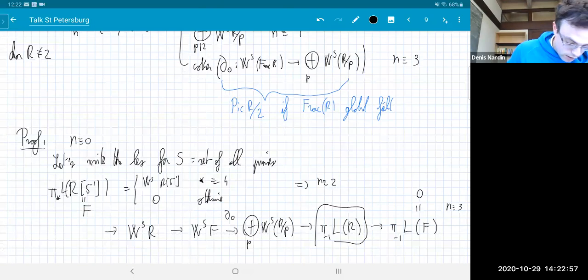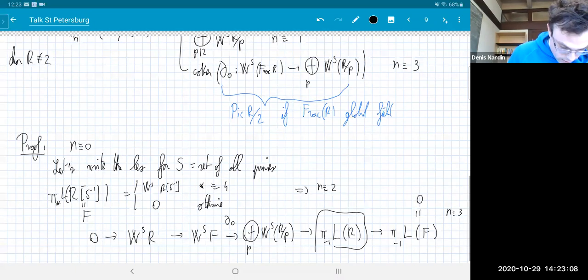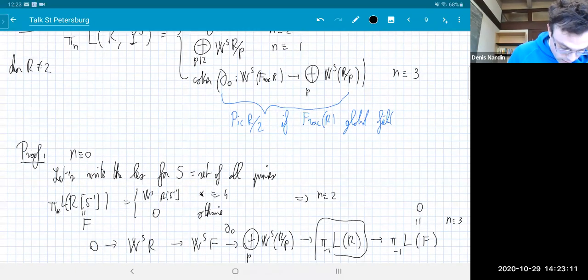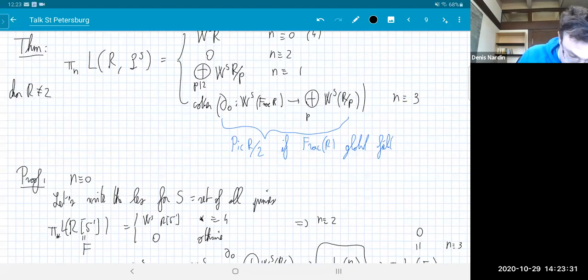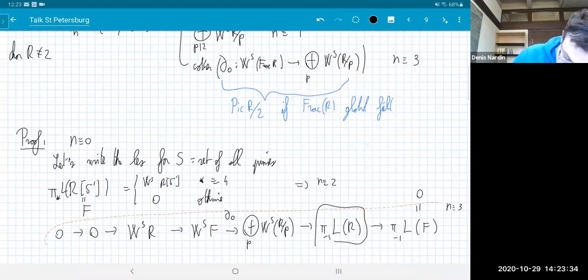And if you continue here, you get, oh yeah, you get 0, 0 and then, well, you get this object. Sorry, I ran out of space and I don't think this makes a lot of sense here.